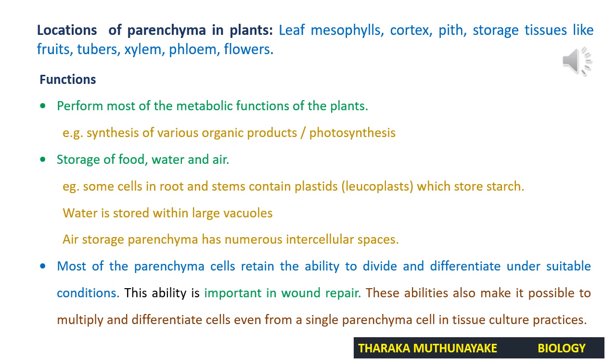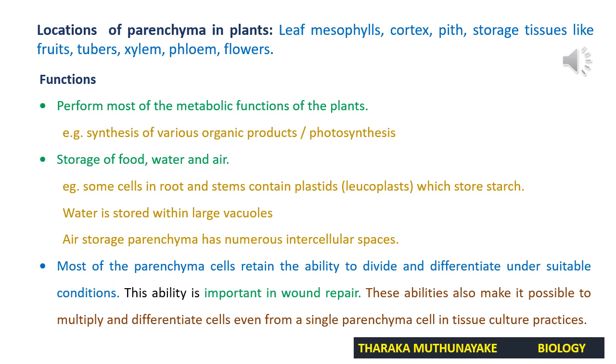We will find the locations of parenchyma in the plant. Remember, parenchyma is the most abundant cell type in the plant. Also, it's a soft tissue, so they are found in soft parts of the plant. They are found in leaf mesophyll. We said palisade mesophyll and spongy mesophyll cells belong to this, and also cortex, pith, and storage tissues like fruits, tubers, xylem, phloem, flowers. Those are some locations. Okay, then we will move to functions.